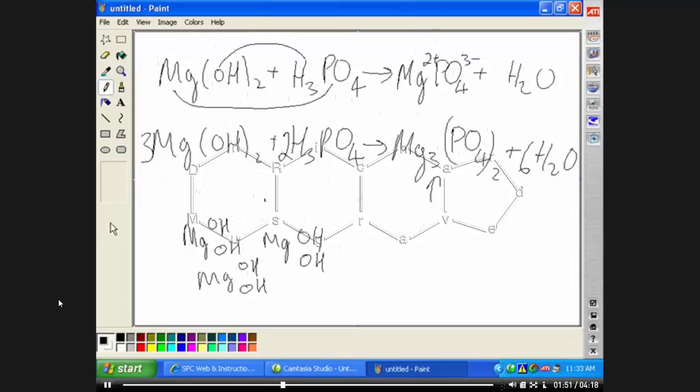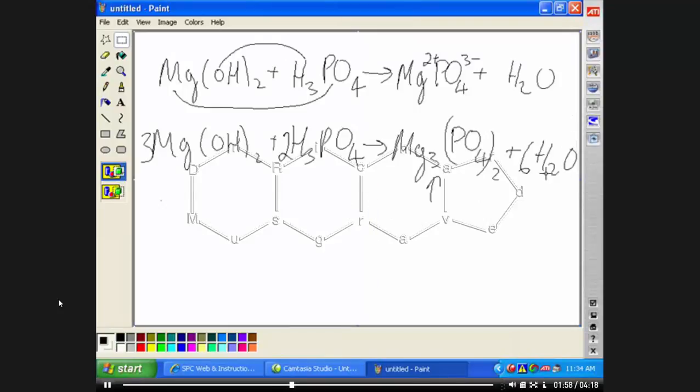I'm going to clear that out now. I don't really need that anymore. And we'll figure out how many hydrogens we've got. We've got 3 times 2 is 6, plus 2 times 3 is 6. That's a total of 12 hydrogens over here. And we've got 12 hydrogens over here as well. So that means our entire reaction is balanced and everything looks pretty good.